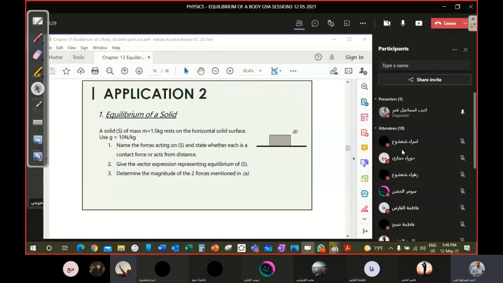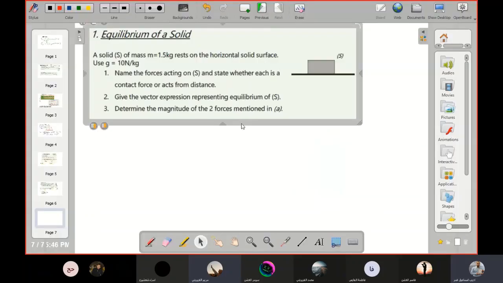A solid S of mass 1.5 kilogram rests on the horizontal solid surface. Use g equal 10 Newton per kilogram. Part 1. Name the forces acting on S and state whether each is a contact force or acts from a distance.